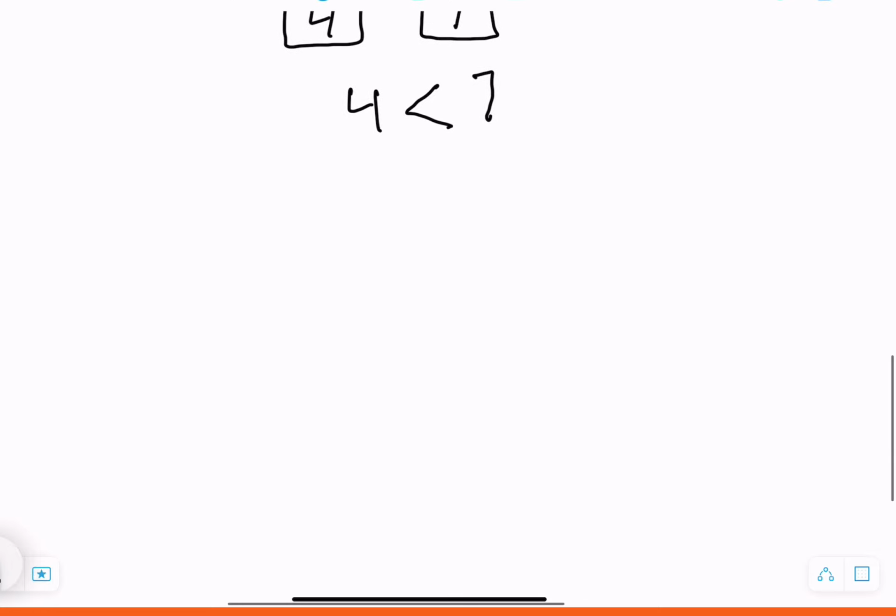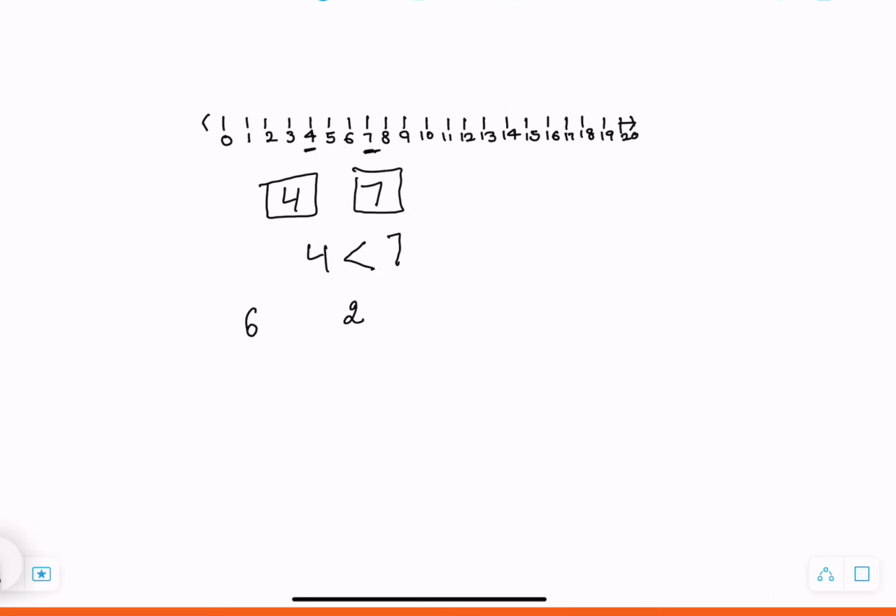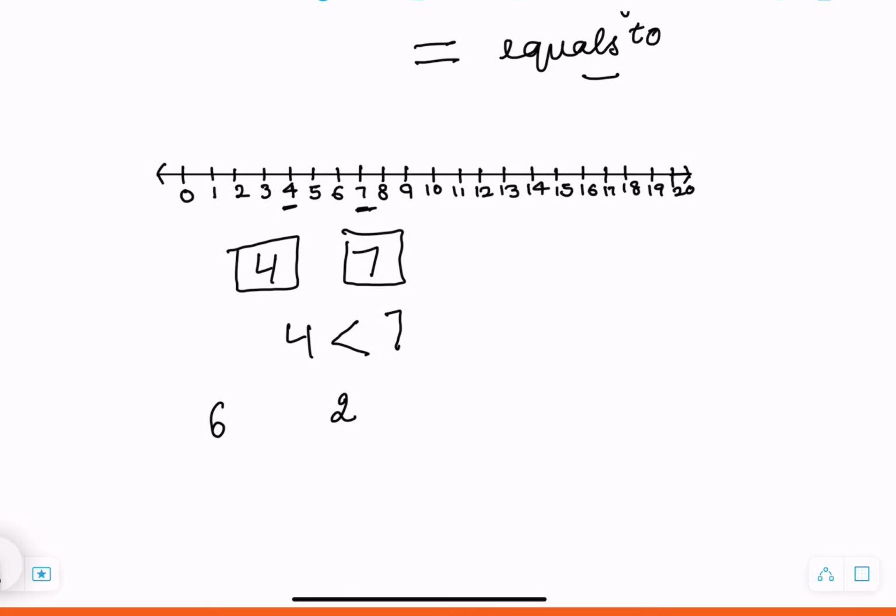Let's try another example. Like if we say 6 and 2, how are we going to compare? So take a pause and check our number line to see if you can get it right. Let me pause the video for some time. Okay, I think you got it right.